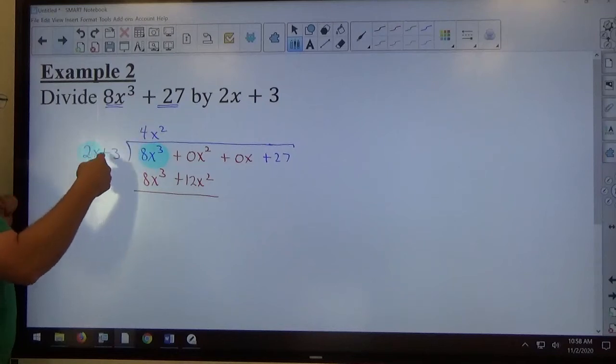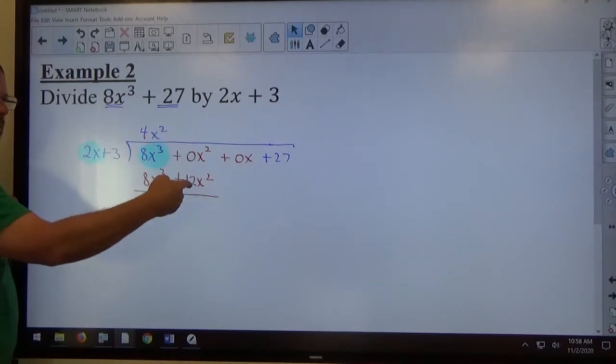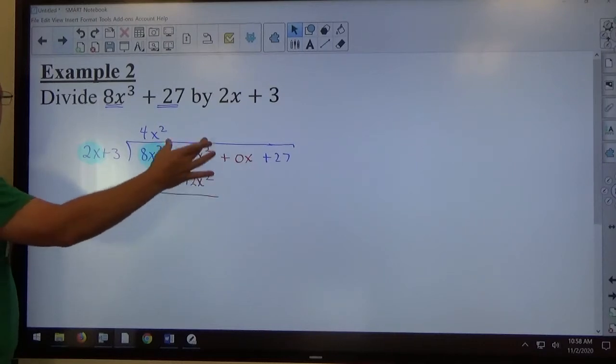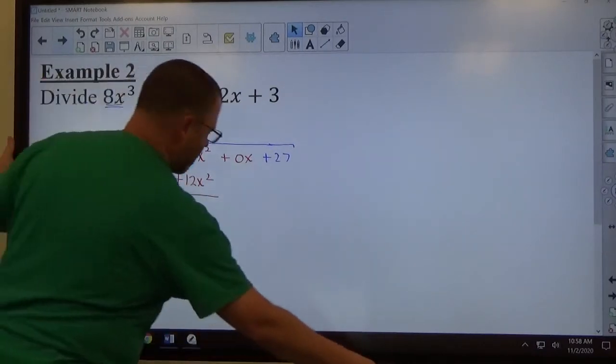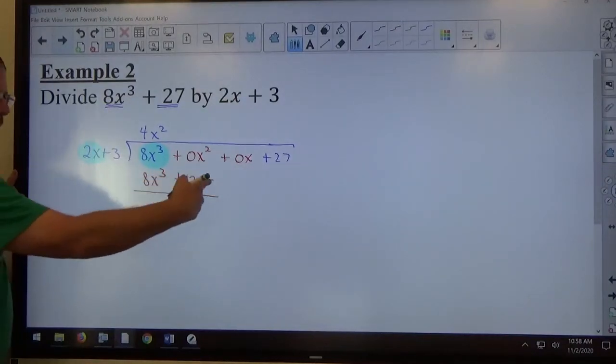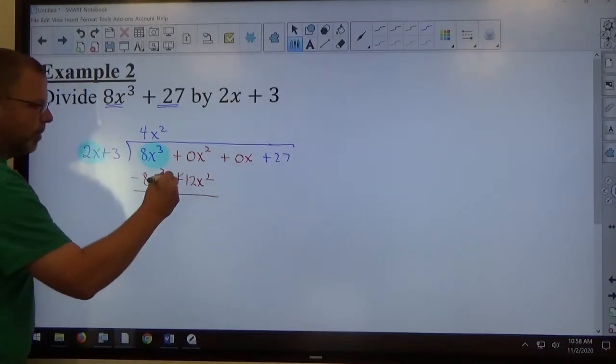Take the answer times the divisor to get a product, lining up like terms in the process. Again, here's x squared showing up just like I said it would. That's why the 0x squared is there, just to have space to put it. We're supposed to change all signs in the product. This is the product. This becomes negative, this becomes negative.